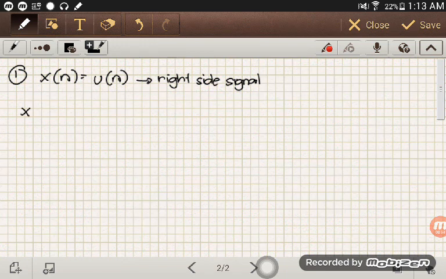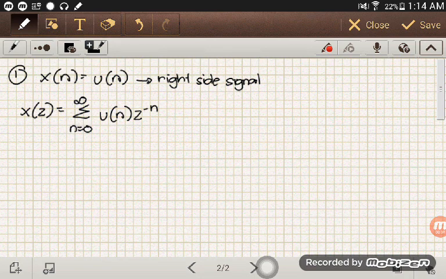So for your x of z, using the same formula, summation of n is equal to 0, since this is a right side transform, u of n, z to the negative n. Since n is equal to 0 to positive infinity, u of n is equal to 1. So your x of z is equal to the summation of n from 0 to positive infinity, 1 times z to the negative n. So does this form look familiar?